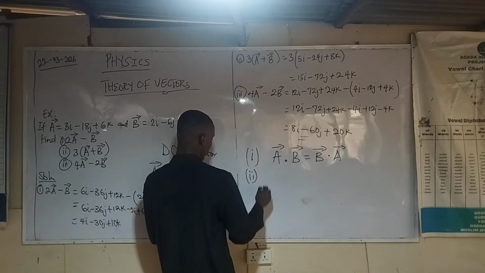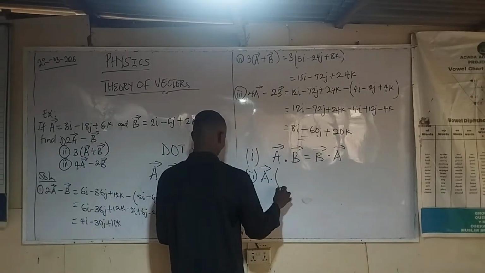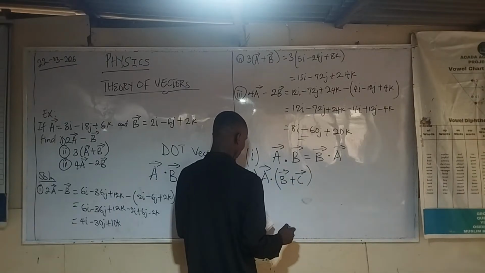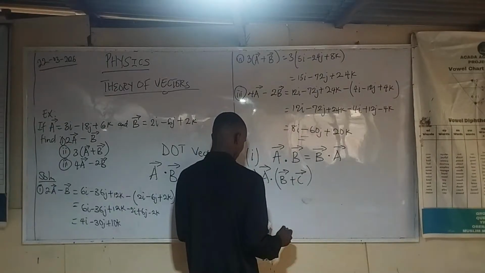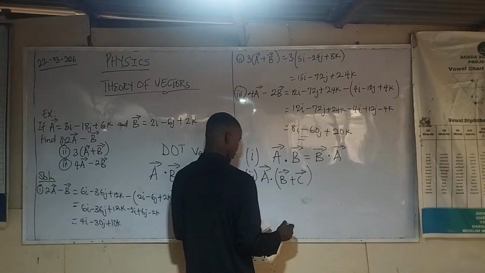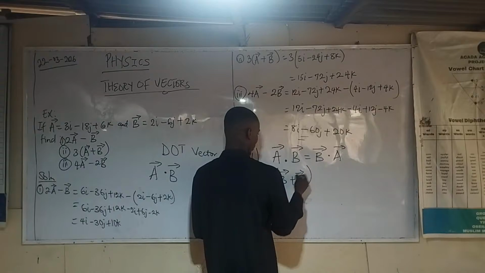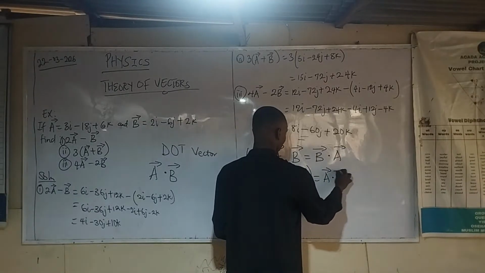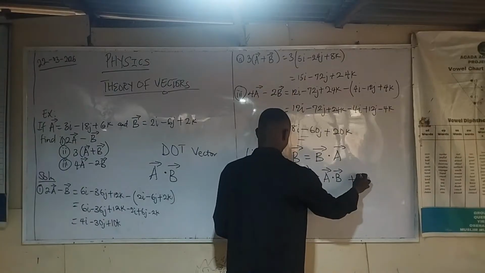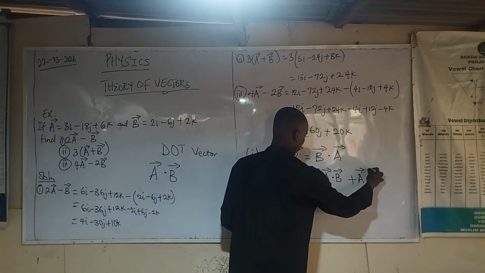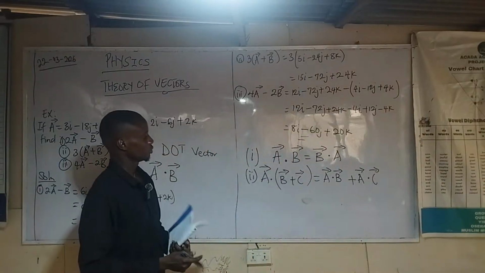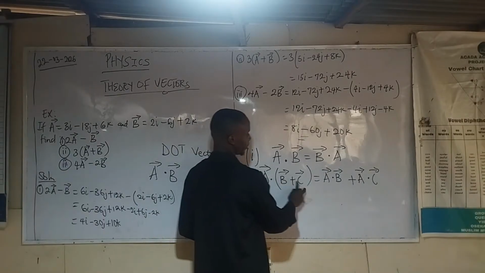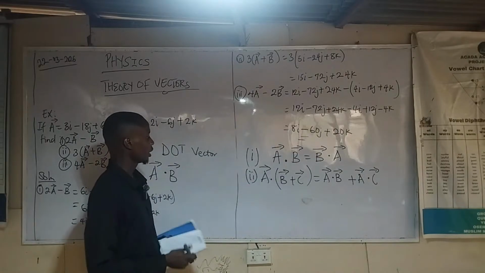Number two, we have vector A dot bracket vector B plus vector C. This is A dot B plus A dot C. This one multiplies by this one, and this one multiplies by this. Do you get that now? Yes, sir.